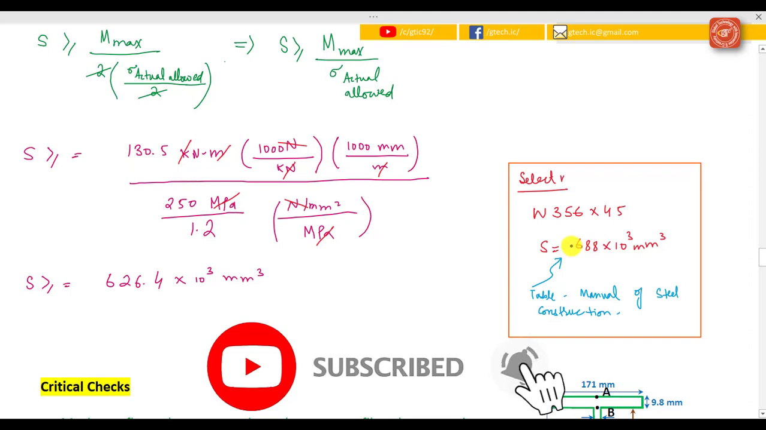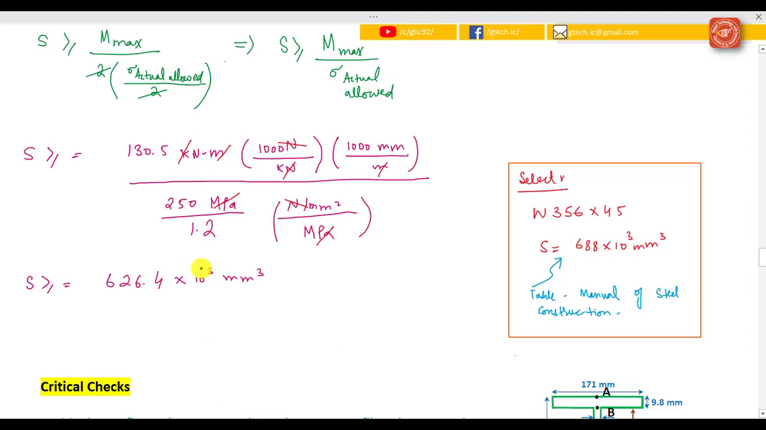Now you have to find from the table of wide flange I-beams and try to select the I-beam that has a section modulus greater than this number. So I have selected W 356 times 45, and its section modulus S is equal to 688 times 10 to the third cubic millimeters, which is definitely greater than the required value. Again, you can find these values in a standard reference online.